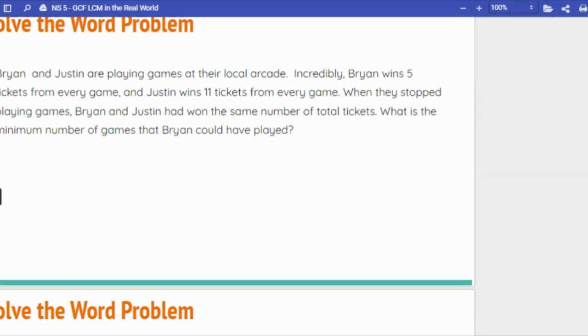So, I have some key things I'm looking at here. It says identical. Remember, we talked about identical. Or not identical. It says the same. Sorry. The same number of total tickets. So common, right? And minimum number. So is minimum least common multiple or greatest common factor? Well, minimum and least go together, synonyms. So we're going to be finding the least common multiple.